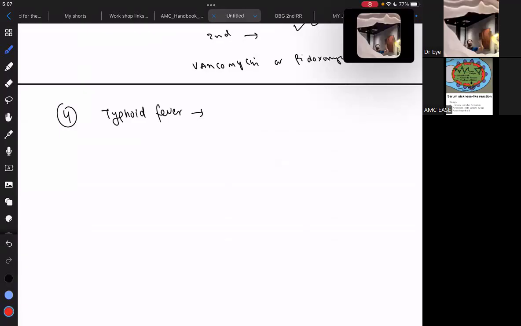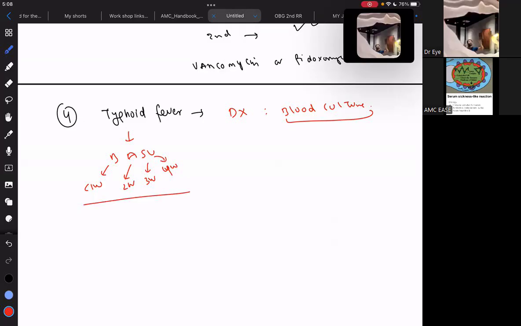Then the fourth one, typhoid fever. When you talk about typhoid fever, the diagnosis is blood culture. That is the confirmatory test. If you remember the BASU part: blood culture within 1 week, then the agglutination test, that's the Widal test, within 2 weeks, stool culture in the third week, and urine culture in the fourth week. But the best one and the confirmatory is blood culture within 1 week.